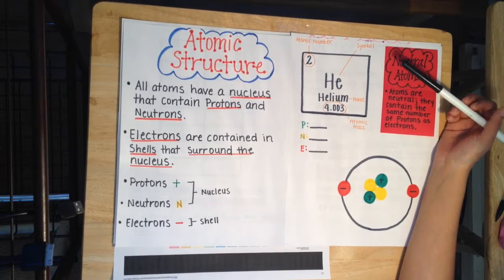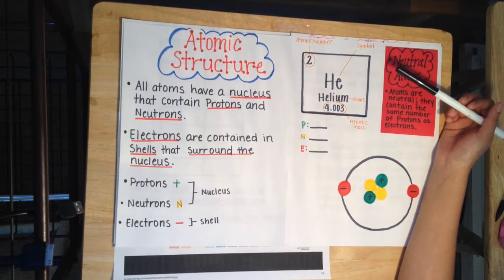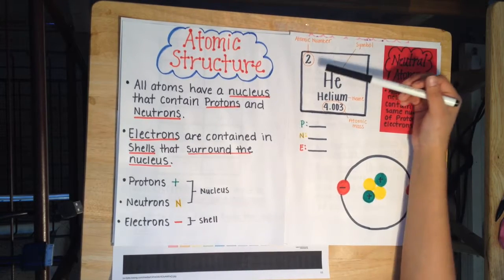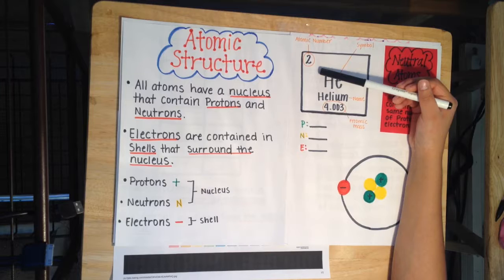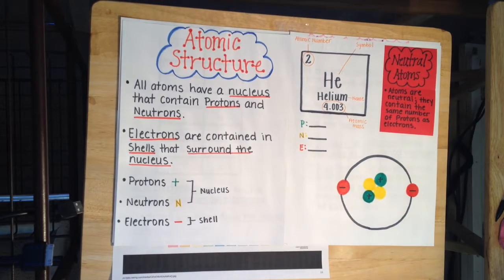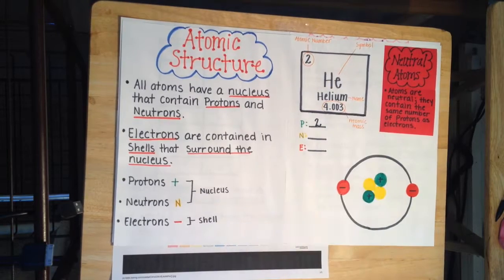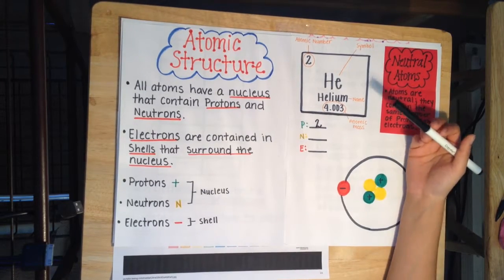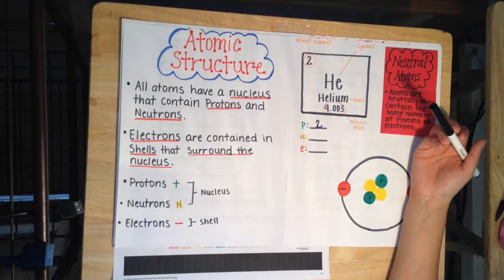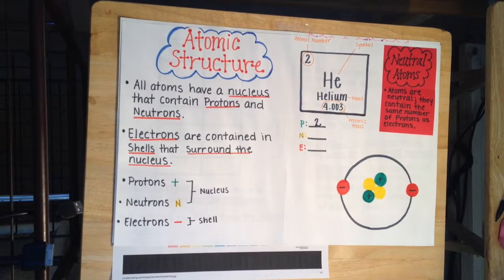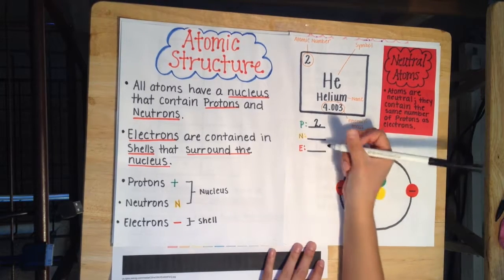We are looking at the element helium. So the symbol for helium is He, and you can always find that on the periodic table. The number up here is called the atomic number, and it determines the number of protons the element has. So since it's 2, we write down a 2 for protons. Since we're talking about neutral atoms, we said that neutral atoms have the same number of protons as electrons. So we would write down a 2 as well for electrons.